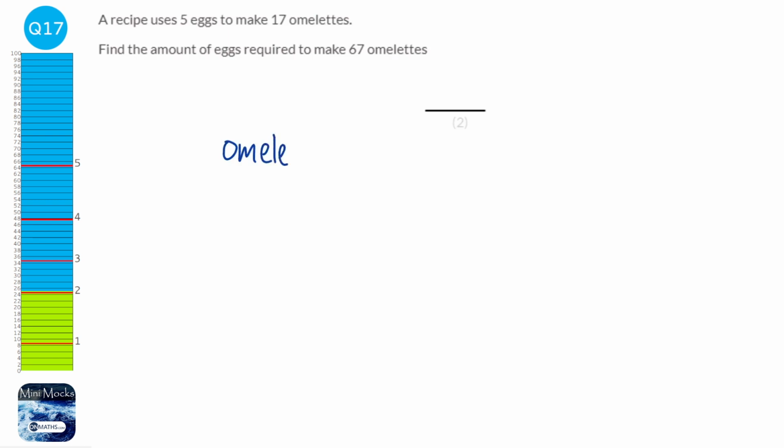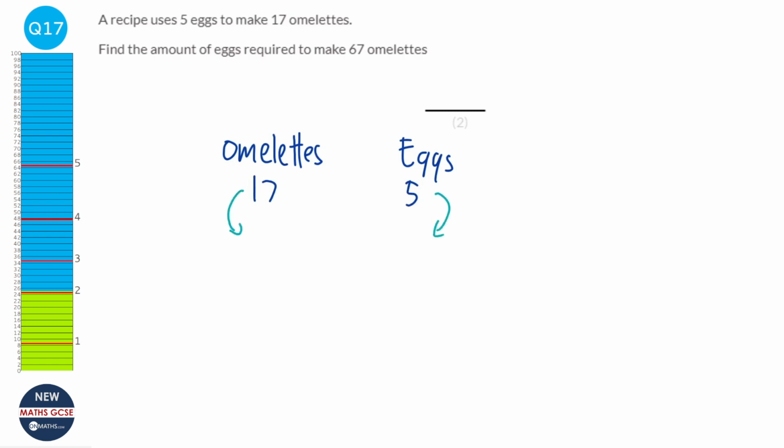So we're going to track the amount of eggs to make each amount of omelette. So 5 eggs makes 17 omelettes. And we're just going to find out how many eggs are required to make one omelette. So we divide that by 17, divide both sides by 17. And so one omelette would be 0.294 blah blah blah eggs.